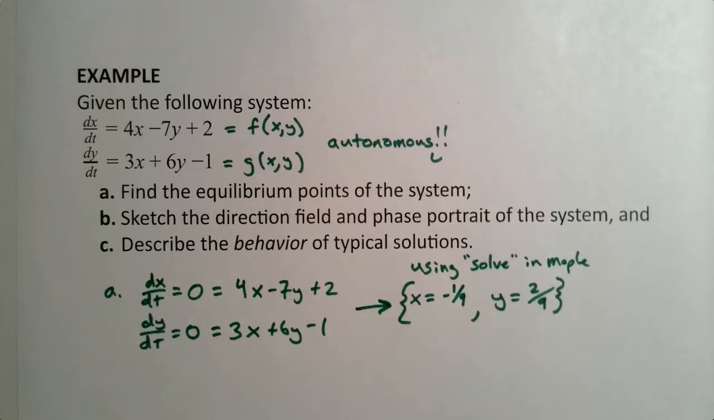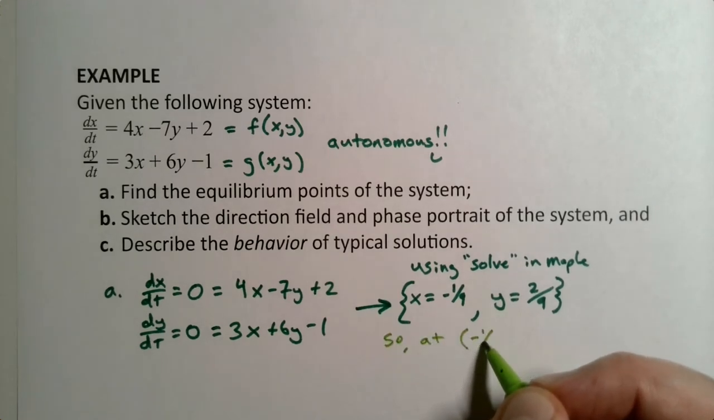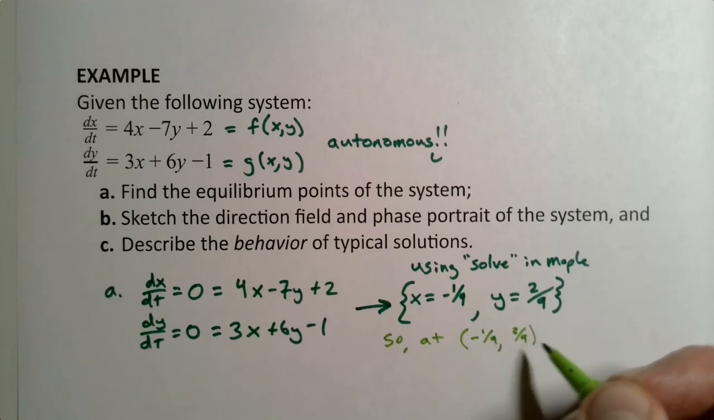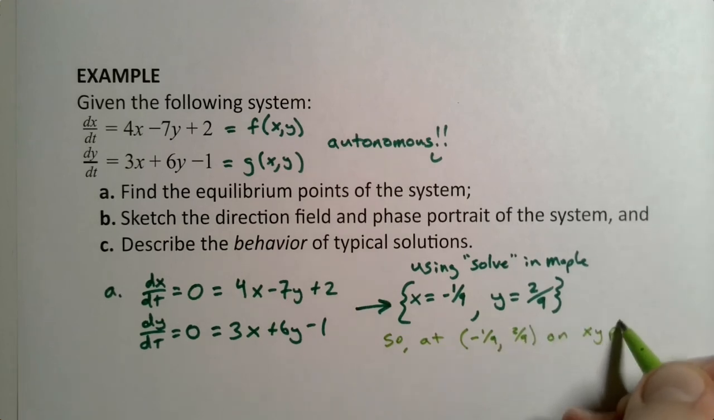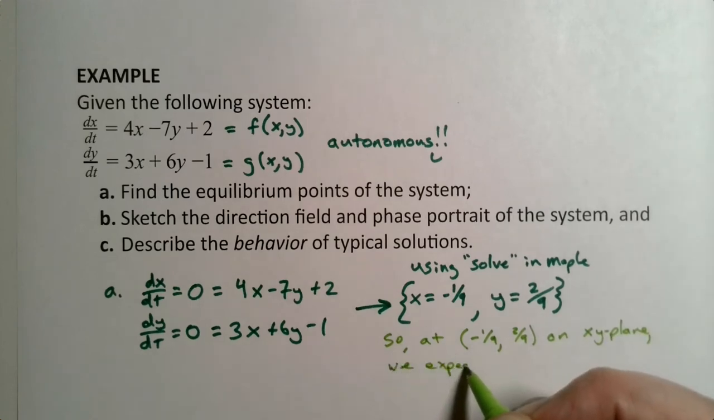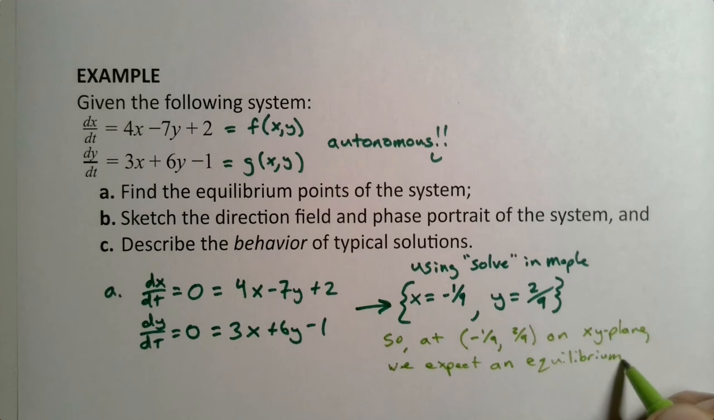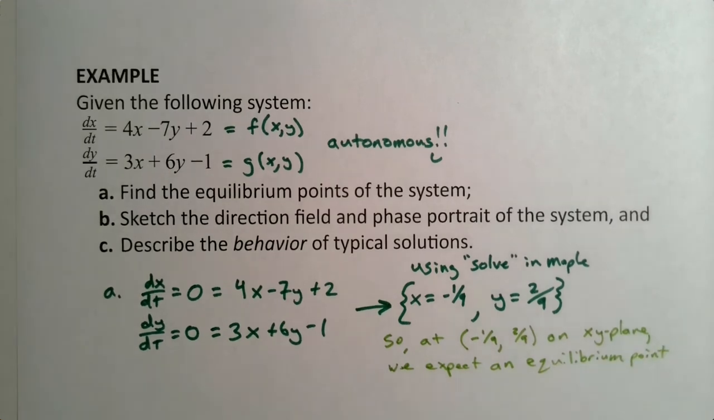Just a little bit of interpretation here. This is saying that at the location (-1/9, 2/9) on the xy plane, we expect an equilibrium point. And just a reminder, an equilibrium point is where we expect there to be no motion. That means there shouldn't be any arrows there. And as you get close to it, the arrows should be either headed towards it or away from it, and if you're looking at a field plot, they should be getting smaller and smaller.